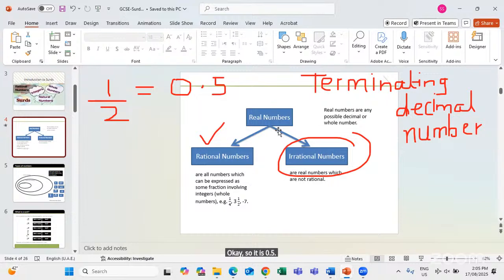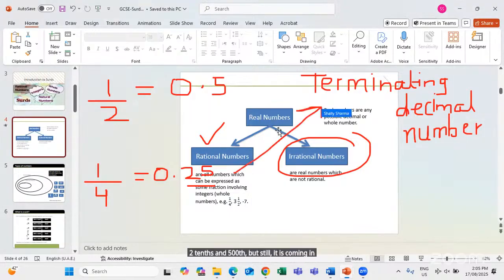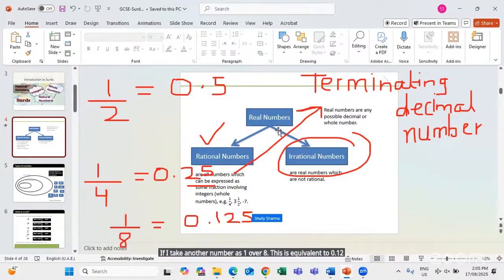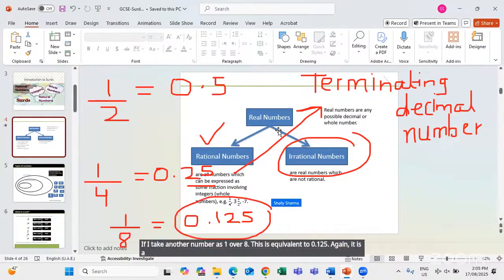Another example, if I take 1 by 4, which is 0.25. So here after the decimal, I got two digits, 2 and 5, but still it is coming in the category of terminating decimal number. If I take another number as 1 over 8, this is equivalent to 0.125. Again, it is a terminating number.